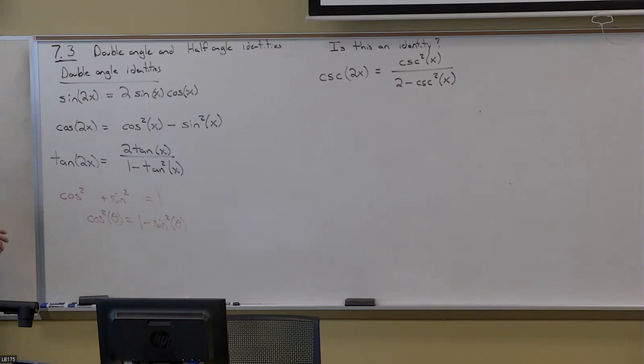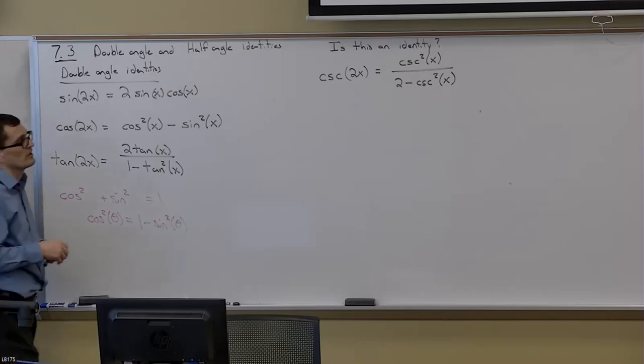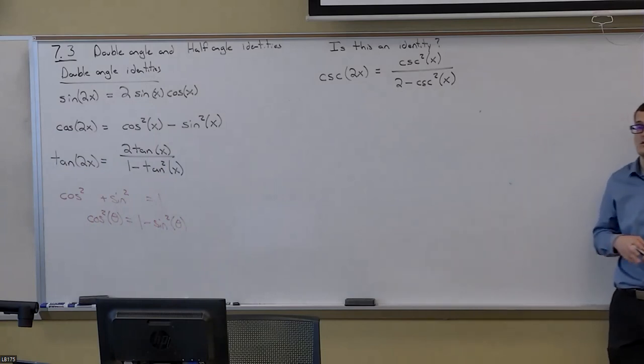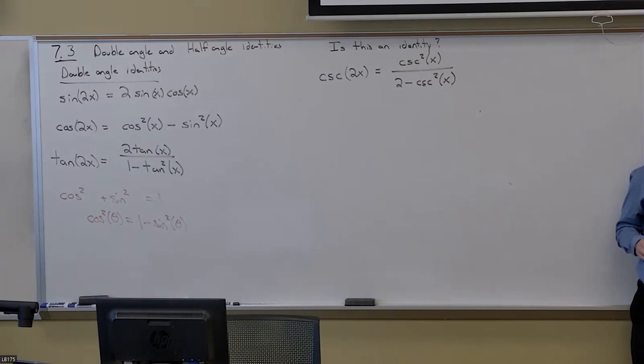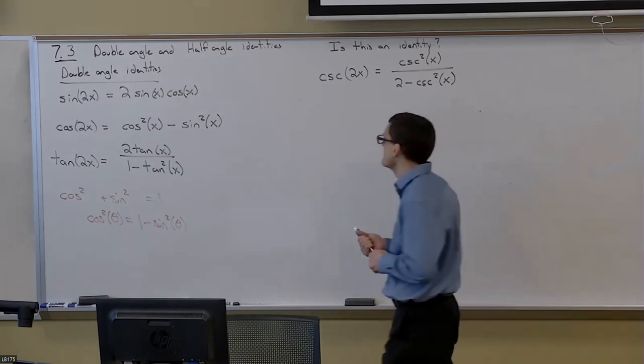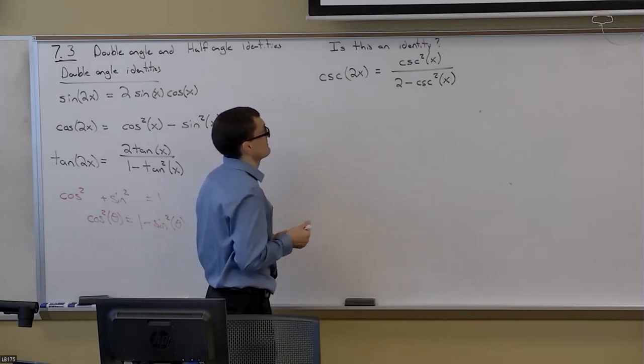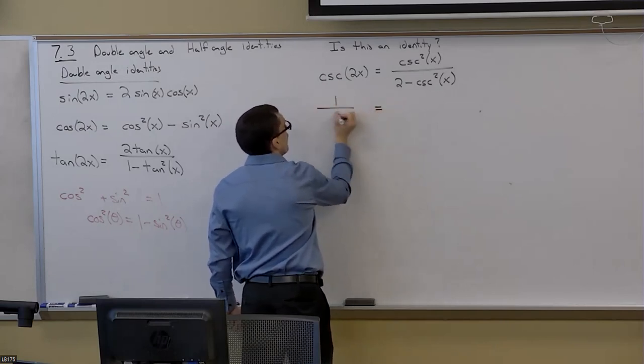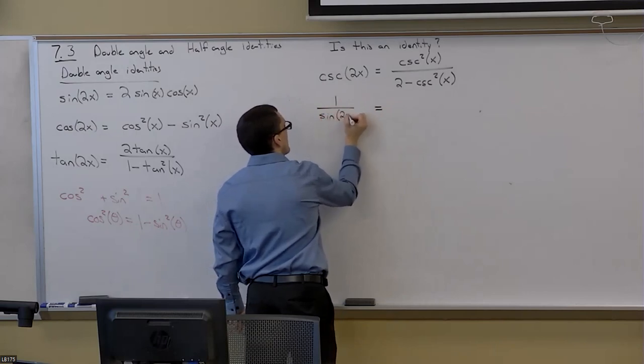Now, these are types where you might say, well, is this identity? Should I start working on the left-hand side or the right-hand side? The answer is, I don't know. Yeah, we'll figure it out, right? Sometimes you can start working on both sides at the same time. Other times, it might be easier to work on just one side, get some equivalencies and then move on to the other. I think I like to work on both sides at the same time. So cosecant is 1 over sine. So cosecant of 2x is 1 over sine of 2x.